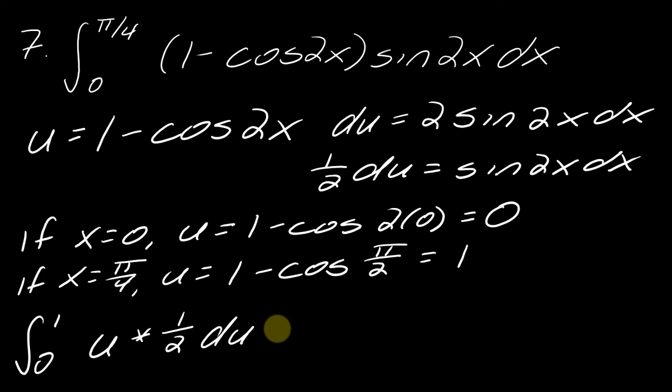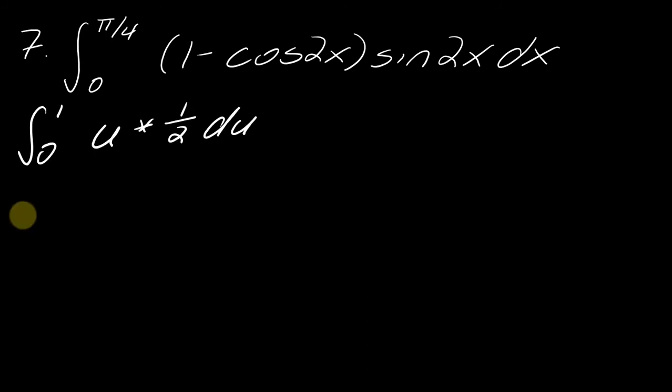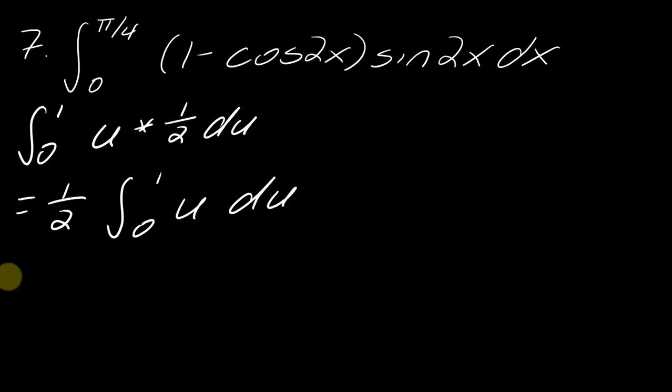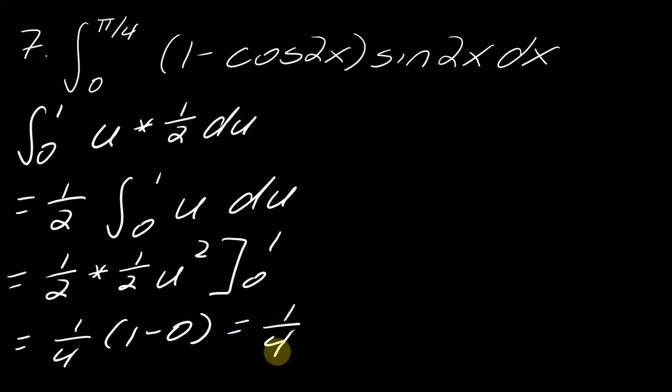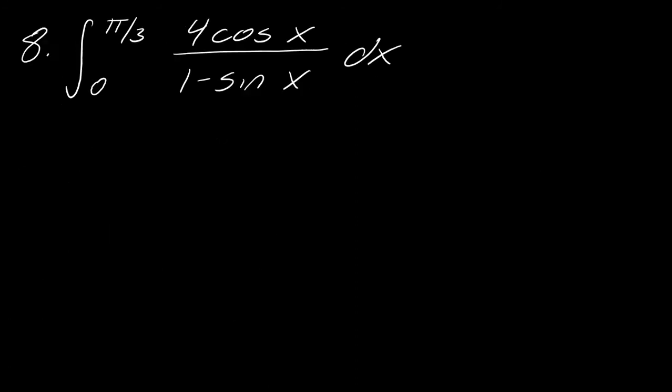So let me clear some space. Now let's finish this. So this will be 1/2. I bring the 1/2 out. So here's what I can integrate. This becomes 1/2 times u squared. Then I bring 1/2 out in front, and now I need to evaluate this from 0 to 1. So this will just be 1/4, and then really just 1 minus 0. So this will ultimately equal 1/4. And so there's your final answer. We're done with that one.